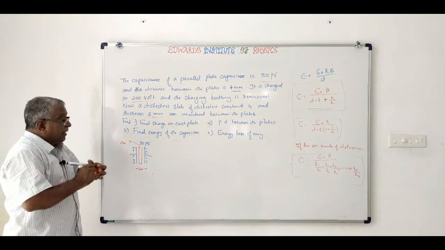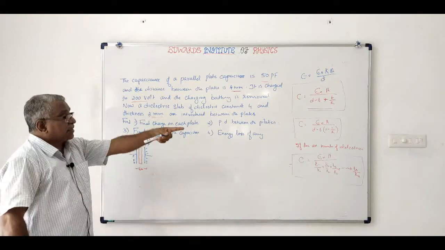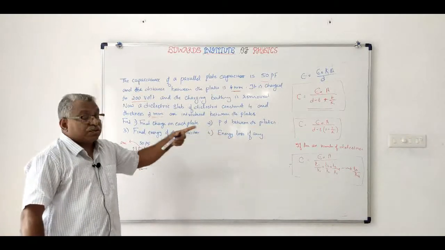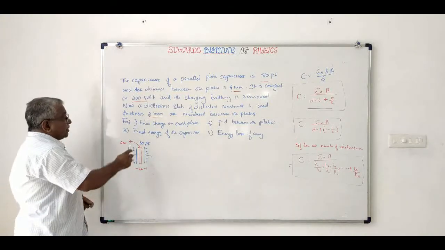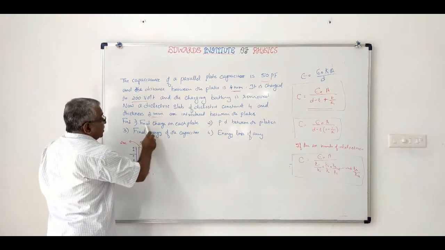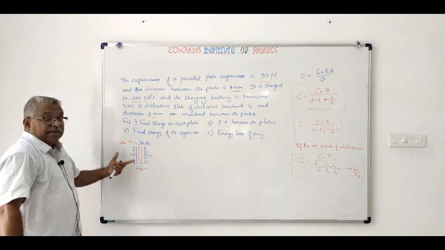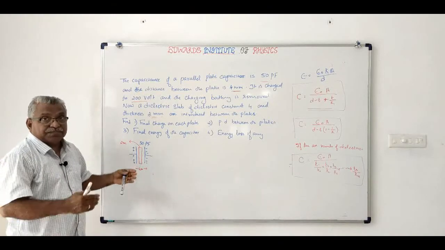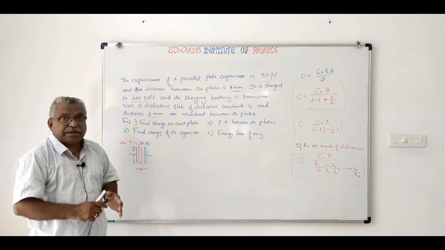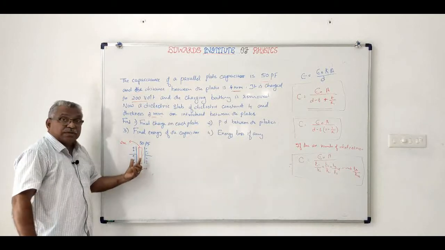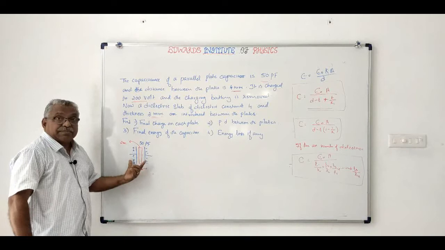Now when a dielectric is introduced, what will happen? Its capacitance will change. So now the capacitance has changed. So what is the question? The question is the final charge on each plate. The final charge on each plate won't change, because if you introduce a dielectric between the plates, the charge stored in the capacitor will remain constant.